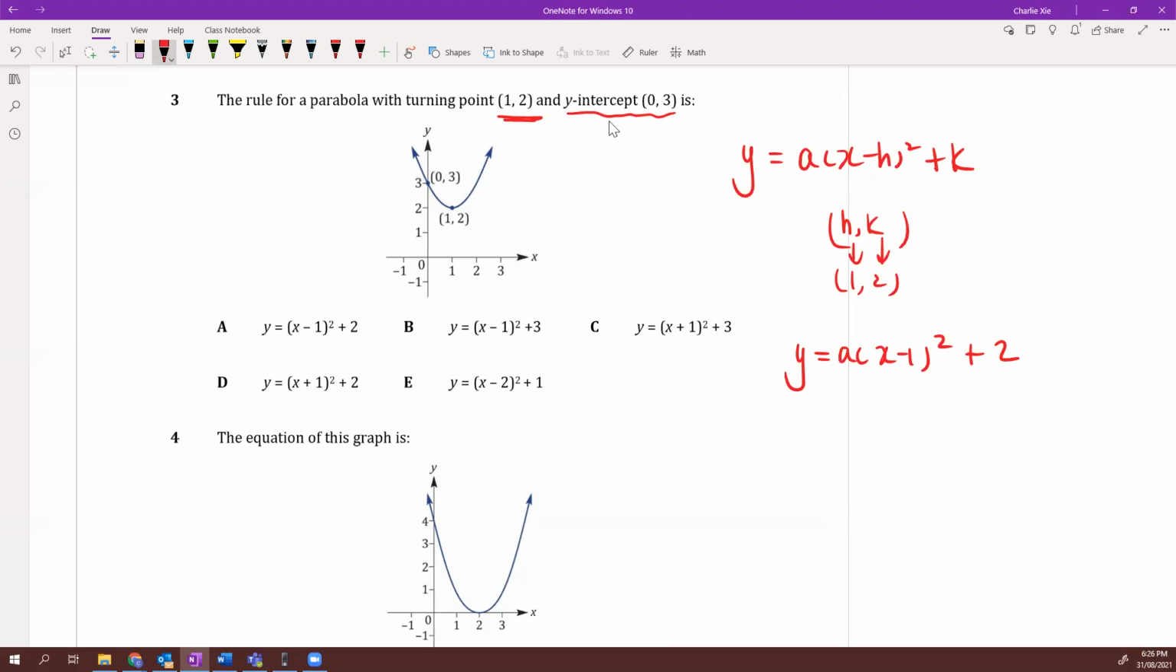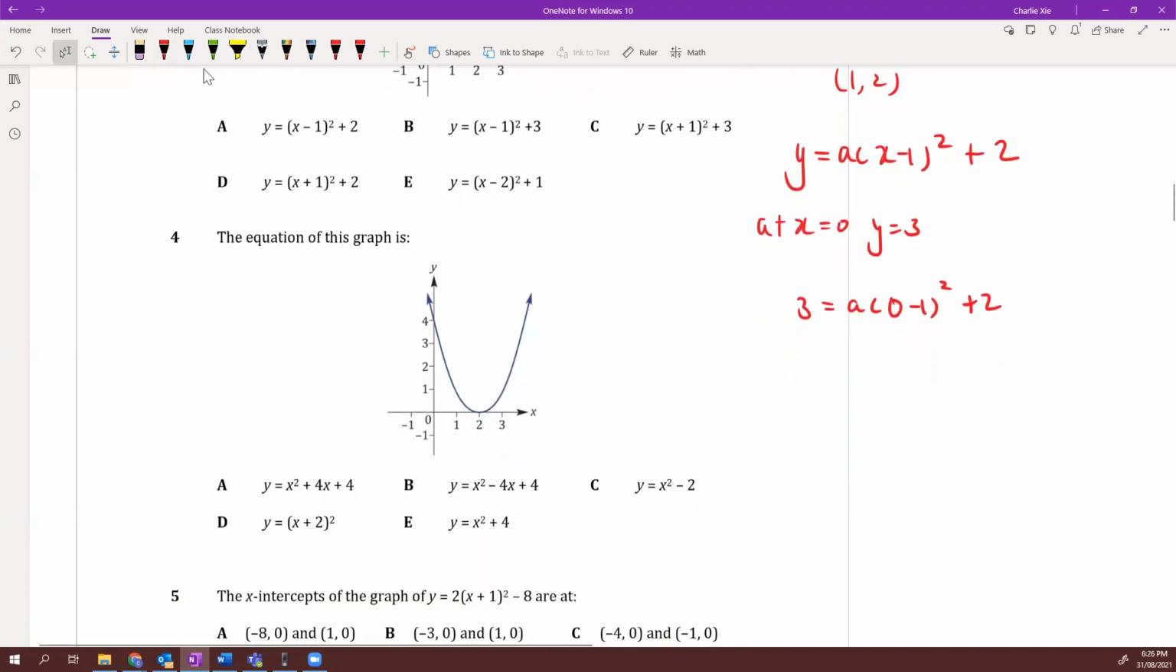But don't forget, we have one more condition. The y-intercept is 3. So at x equals 0, y equals 3. So 3 equals a times (0 minus 1) squared plus 2. We're just going to solve for a, because a is the only unknown we don't know yet. 3 equals a times (-1) squared plus 2. 3 equals 1 times a plus 2. Take away 2 from both sides. Therefore, a equals 1.